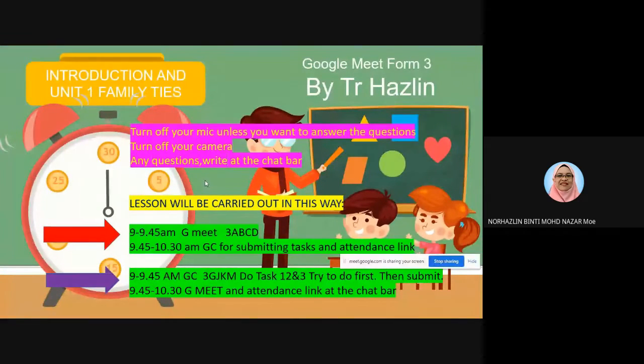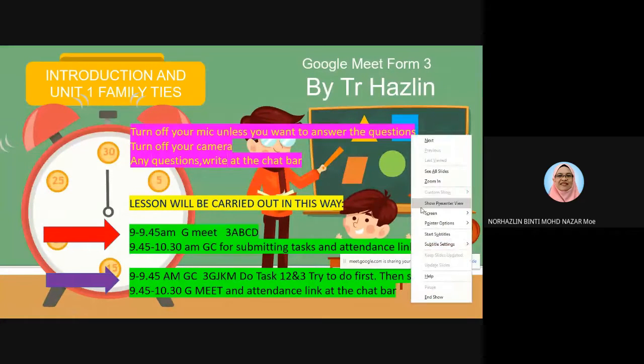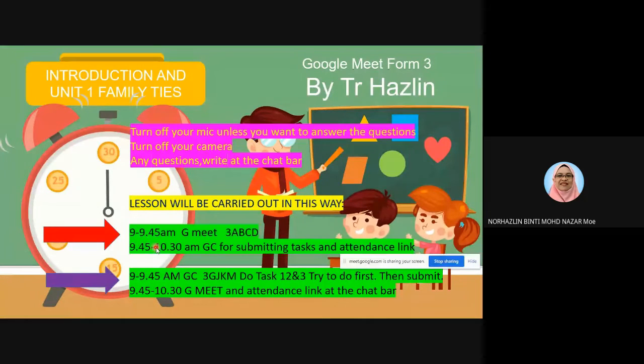For this first session, it's only meant for 3A, 3B, 3C, and 3D. You're going to be here with me from 9 until 9:45. Then from 9:45 to 10:30, you have to go to Google Classroom. In that Google Classroom, you will see three tasks, task 1, 2, and 3. Try to answer all the questions and then turn in. You can either write in your exercise book, updating your index, or use Google Doc. But in your exercise book, you still need to write the index, and in the remark column, you write refer to Google Classroom.